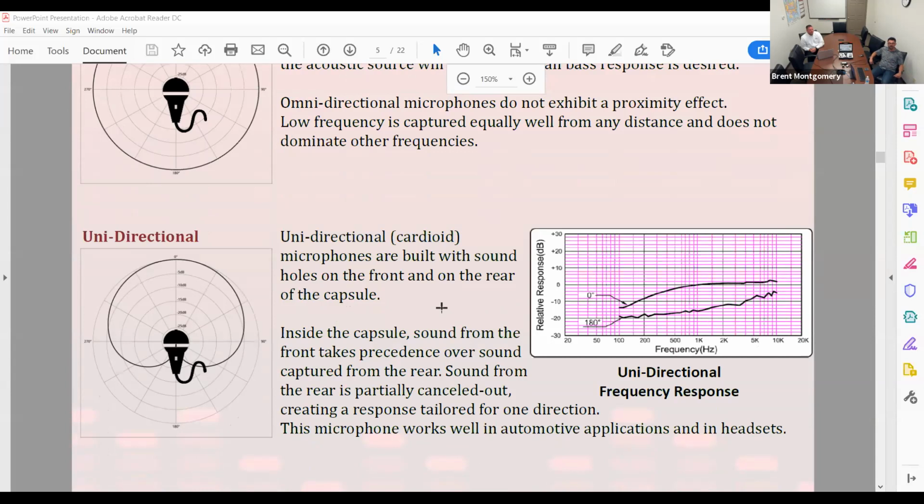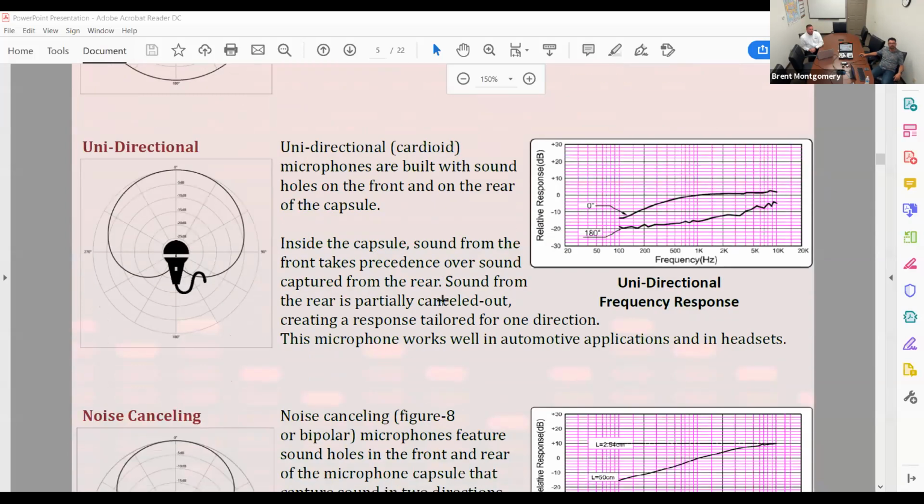If you were to do something like an array, where you're trying to pick up and figure out where somebody is, unidirectionals work really, really well because you don't have all of the overlapping patterns. So you can actually detect from one microphone pretty much where somebody is in a 6 microphone circular array.